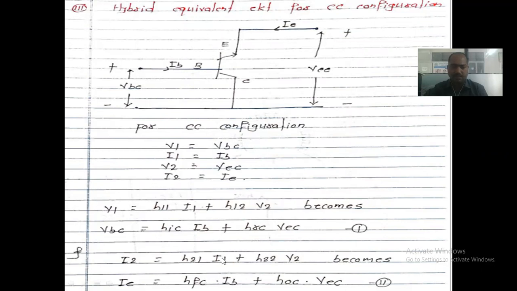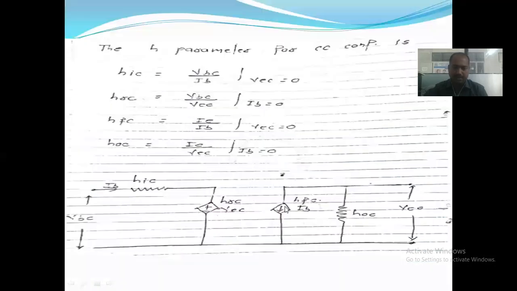I1 is nothing but IB, so we write IB plus h22. h22 indicates the output admittance, which is I2 divided by V2, so we write it as ho. For common collector it is HOC. V2 is equal to VEC or VCE. So your equation is IE equal to HFC into IB plus HOC into VCE. These are the equations. Now we have to find out these four values: HIC, HRC, HFC, and HOC.